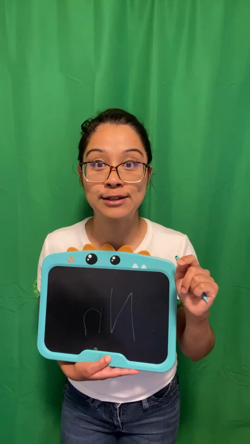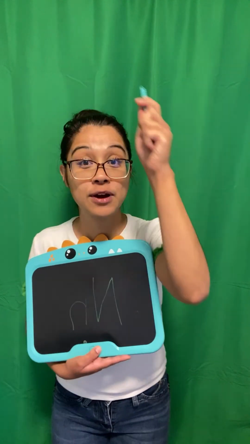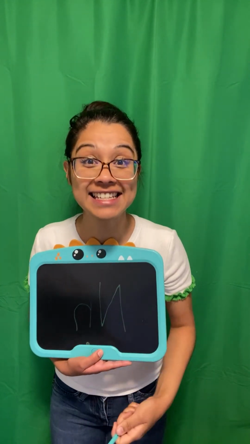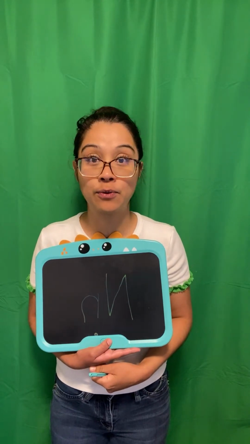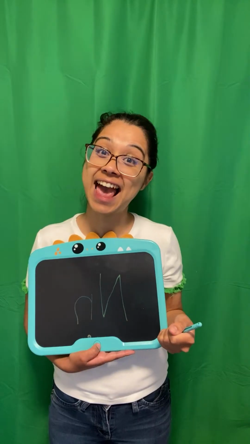Oh, that's a good one. N could be like a net. If you're flying around and you want to catch something, you could use a net. Yeah, even if maybe you're in the water and you want to catch like a rock or a fish, you can use a net. Yeah, and net.